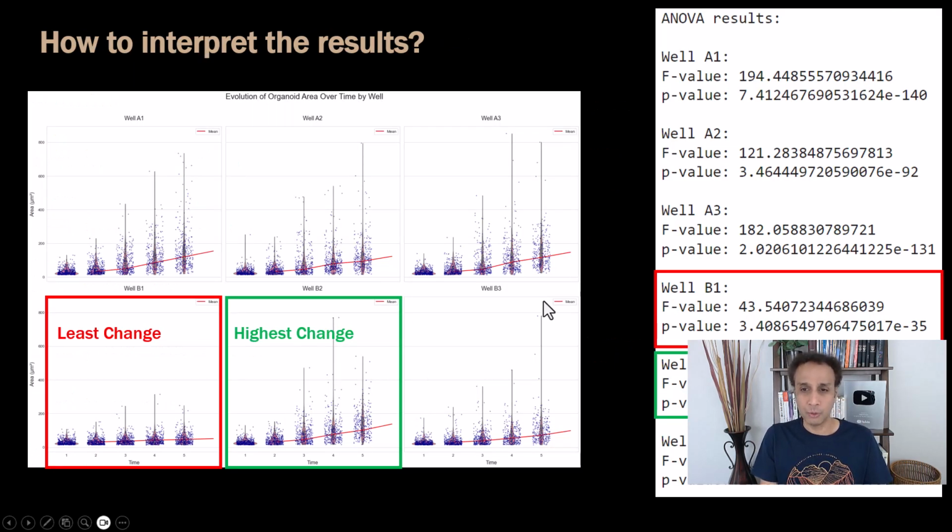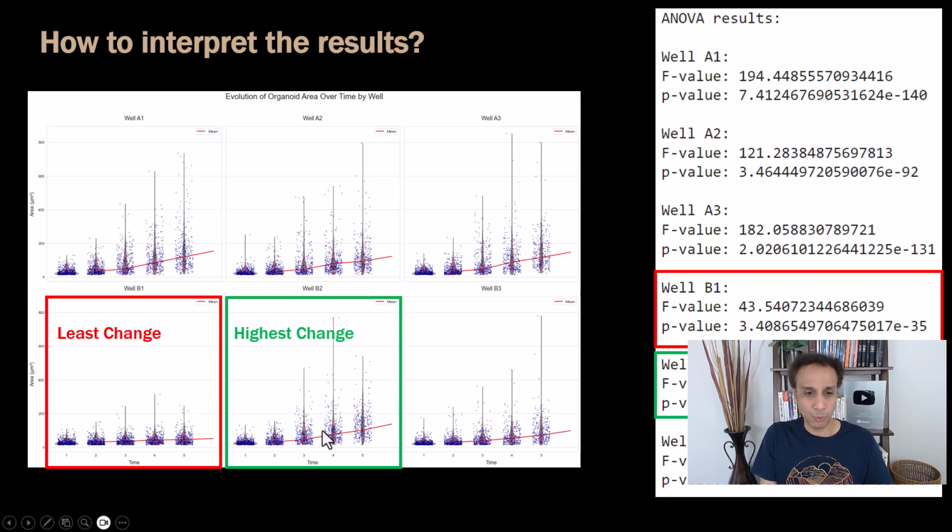I just wanted to put these two side by side so you can see, well, B1 has the least F value, still greater than 10, right? And you can see, based on the red line, the means, how they're kind of not flat, but the slope is very low, right? So that explains why this is low.